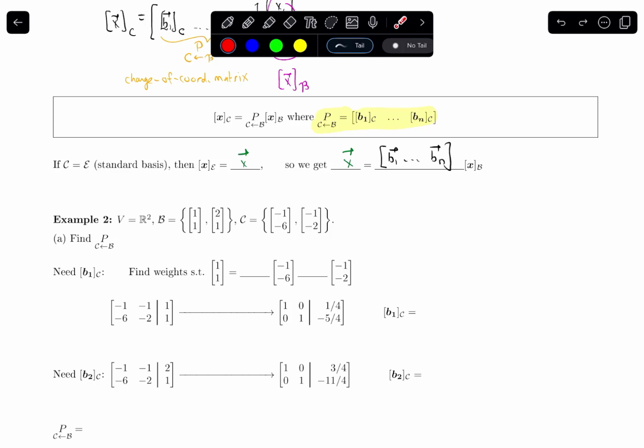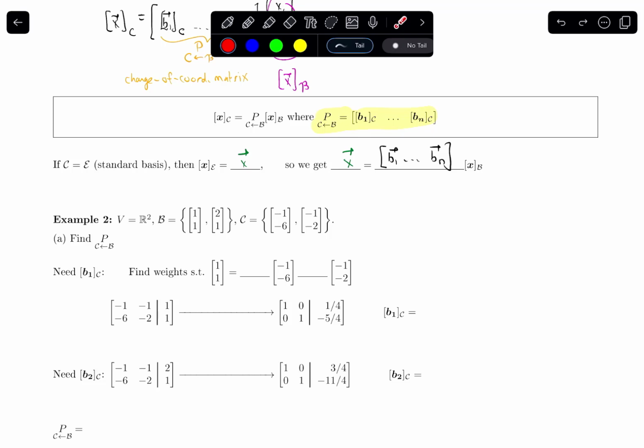So to use this formula, I'm going to have to find the coordinate vectors of the basis vectors of B. So I'll have to find B1 in terms of C, and up until the last Bn in terms of C. Okay, so first let's find B1 in terms of C. So B1 is the vector (1, 1). What this means is express it as a linear combination of these basis vectors in C.